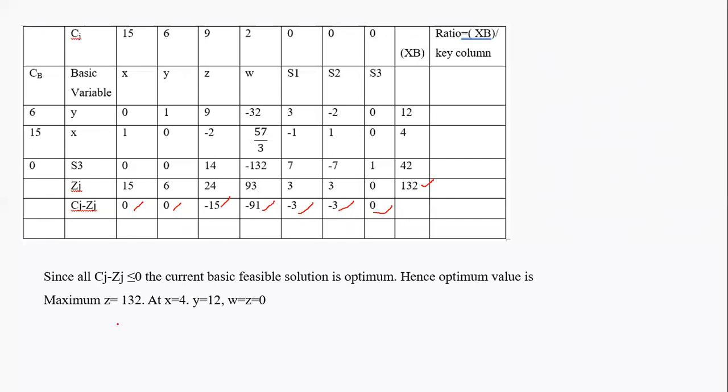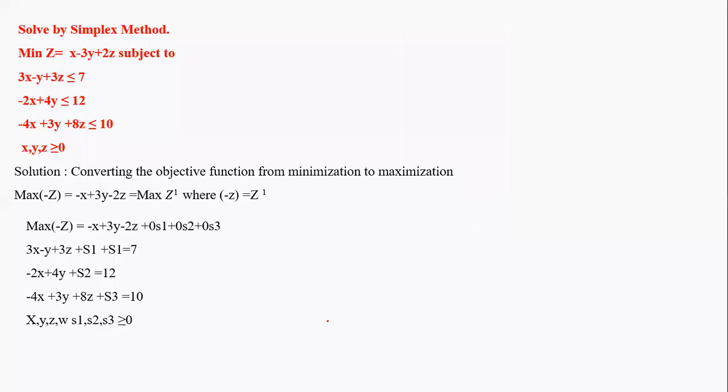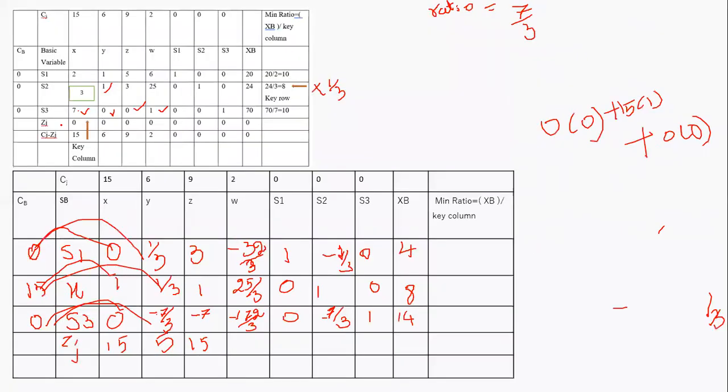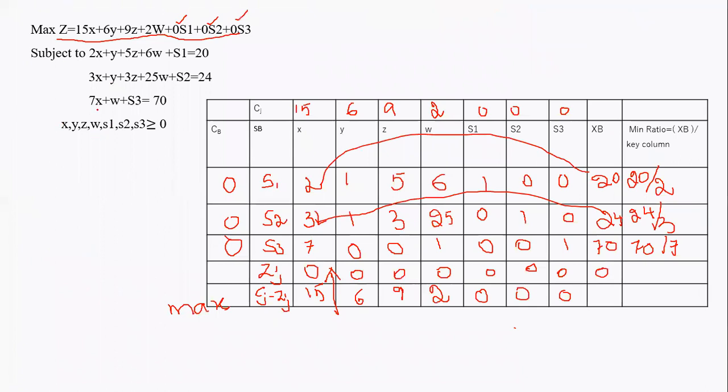From there, we can find the optimum solution. So maximized value of z is 132 at x equal to 4 and y equal to 12. In this basic variable column, you are only having x and y, but your problem is based on all the variables. So in this problem, you have got x, y, z and w, right?